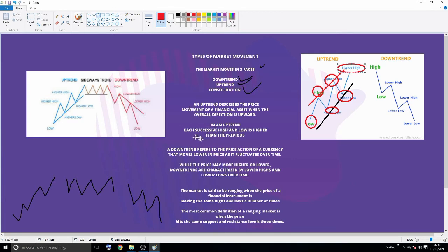In an uptrend, each successive high and low is higher than the previous one. As you can see, each and every high is higher than the previous high. So high, higher, higher low, higher, higher high. The price keeps on pushing up. Started from the low and kept on pushing up. That's an uptrend. And on an uptrend, we can just put a trend line and look for trading opportunities.